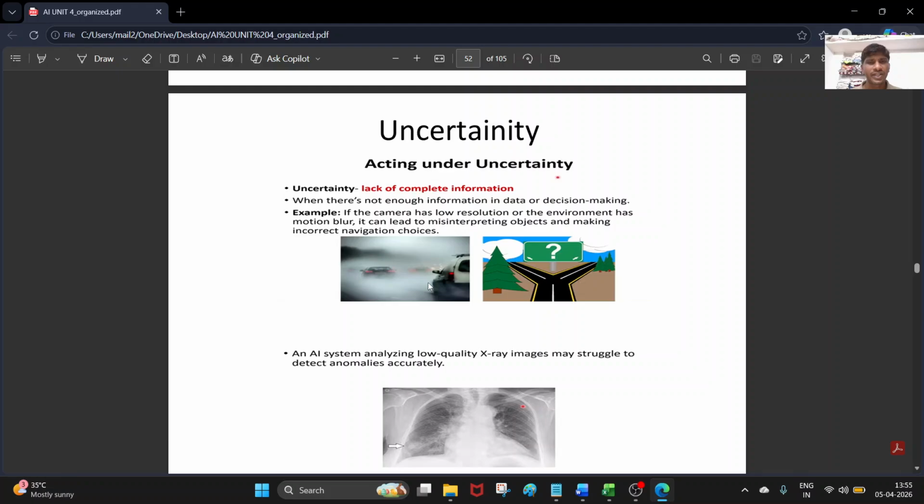Okay, next is uncertainty. What is uncertainty? Uncertainty is a lack of complete information. For example, let us consider a car going on a misty road. We can't predict whether the road diverges or not, so it is difficult to reach a clear conclusion. Some information is lacking because of the fog, which makes it hard to take a decision at the right time. There is not enough information in the data to make a decision. That kind of situation is called uncertainty.